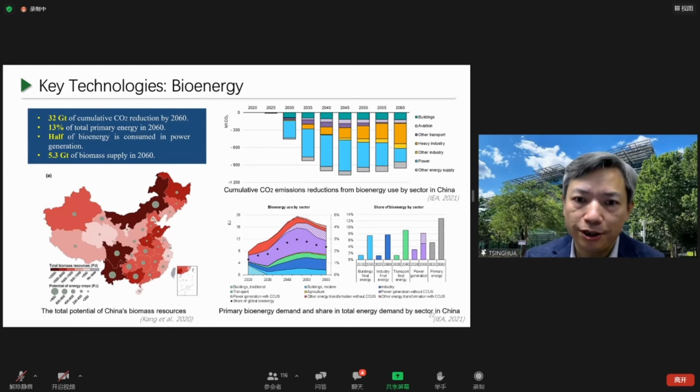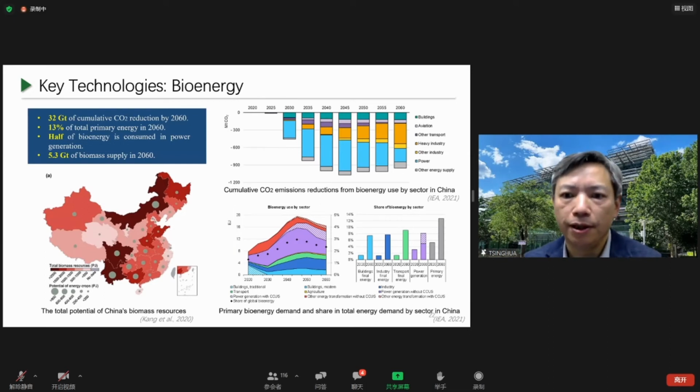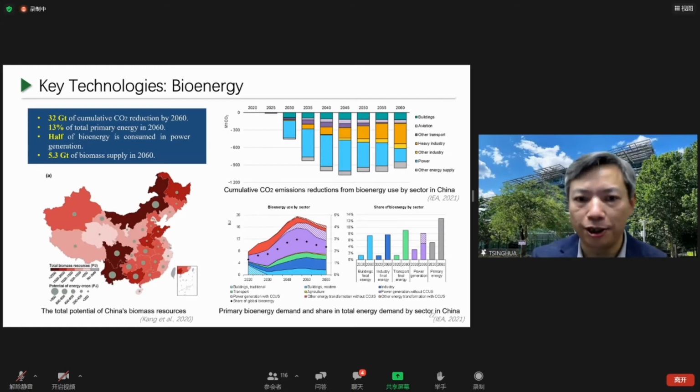In power generation sector, the share will increase from 3% to 8%, which consumes almost half of total biomass demand, and almost half of bioenergy electricity will be equipped with CCUS. So we see the interlinkage with different technologies. When we look at the importance of bioenergy, we also see the important role of CCUS playing in this technology.